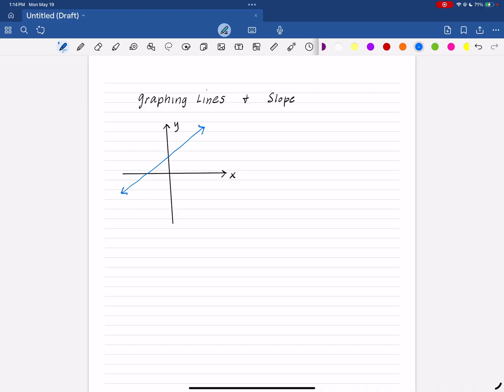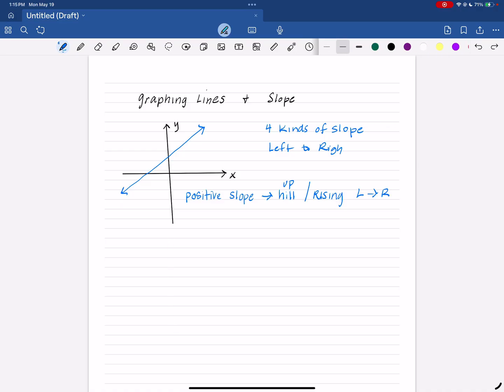There are four basic kinds of slope that you need to be able to recognize just from looking at the graph, and we're always going to look from left to right. So for example, this first line I've drawn has a positive slope, and that's because it's going uphill or rising from left to right. That's considered a positive slope.